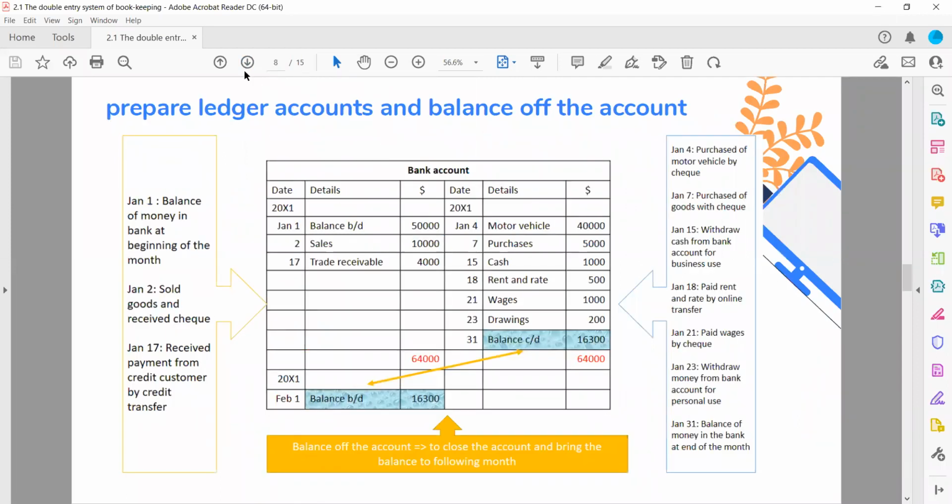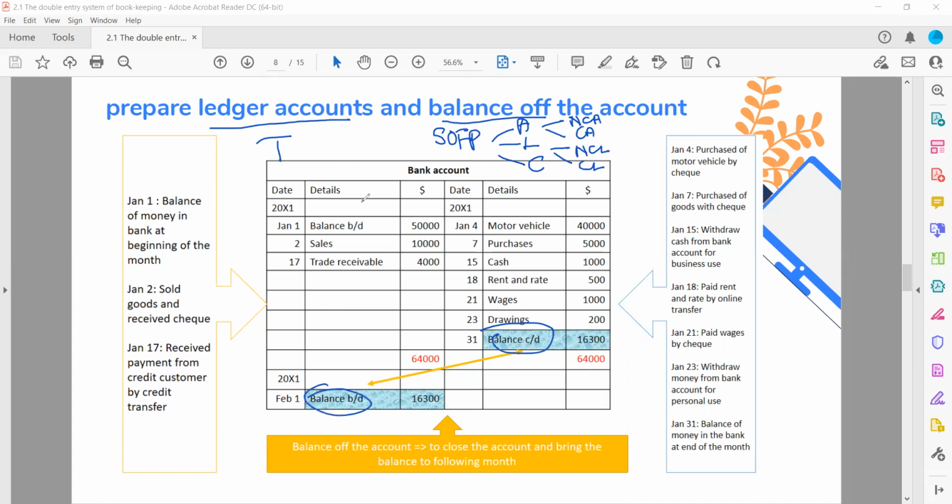When we prepare the ledger or the so-called T account, we need to balance off the account. If the account belongs to the statement of financial position, which is the asset account, liability account, or capital account. In the asset, we have non-current asset, current asset. Liability, we have non-current liability and current liability. This is a section in the statement of financial position. Balance off should normally have the balance carried out, balance brought down.